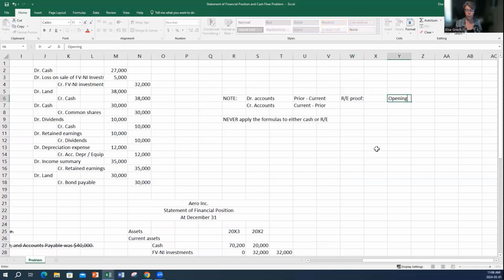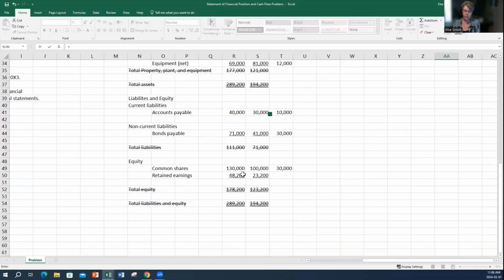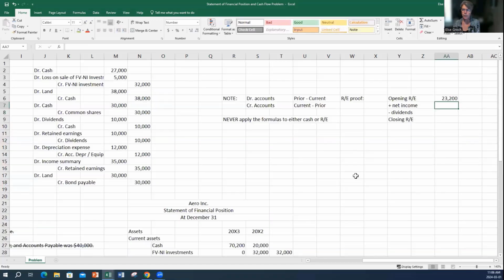That starts with the opening retained earnings. We're going to add in the net income. We're going to do a minus dividends. And this will be the closing retained earnings. So the opening retained earnings, of course, comes from the prior year's retained earnings. We know what the net income was because they told us the net income from the income summary was $35,000. So we have the net income.